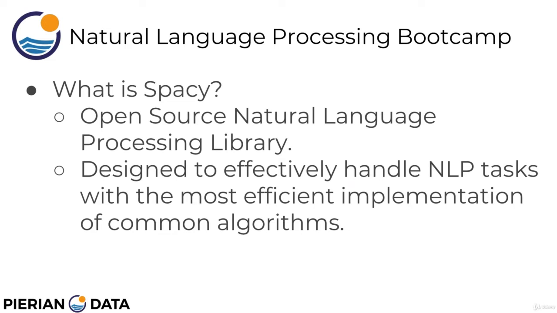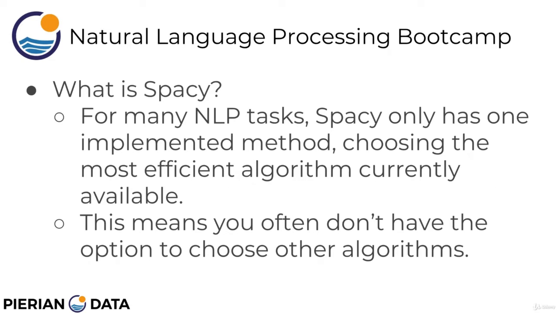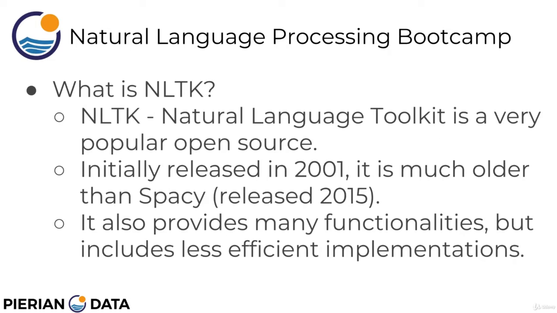Before we set up Spacy and download the language library, let's quickly discuss what Spacy actually is. Spacy is an open source natural language processing library for Python. It's designed to effectively handle NLP tasks with the most efficient implementation of common tasks and algorithms. That means for many natural language processing tasks, Spacy only has one implemented method, choosing the most efficient algorithm currently available. Usually that means state-of-the-art. This means you often don't actually have the option to choose between algorithms for a particular task. Spacy only has one option, which is the most efficient currently available.